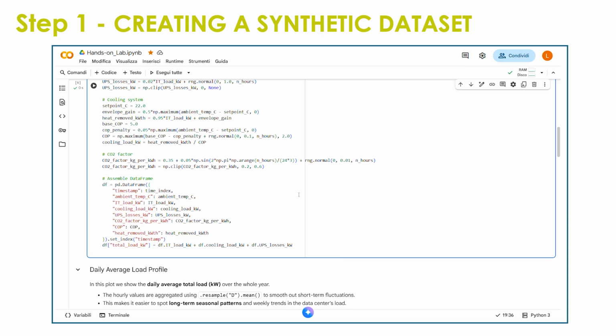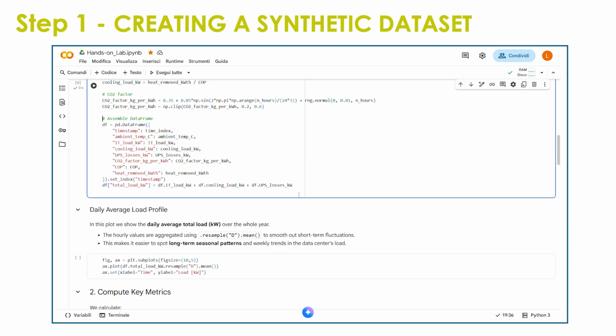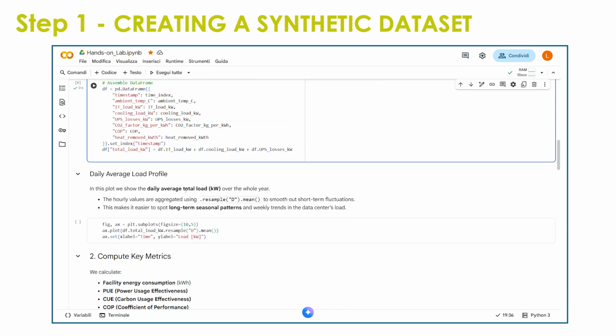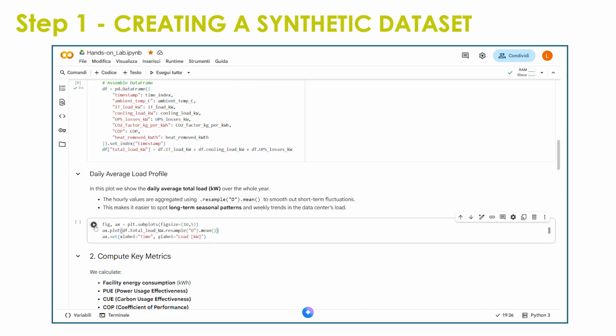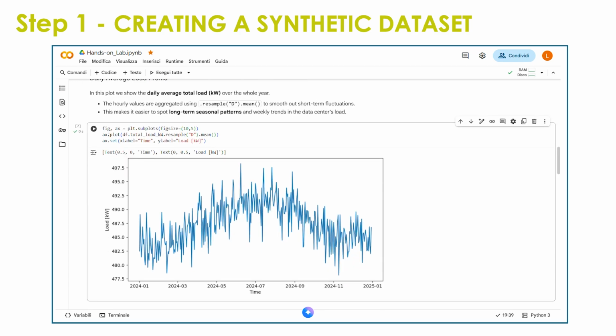In the next cell, we can plot the daily average load profile in order to see the long-term seasonal patterns and weekly trends in the data center load. We run the code. In the plot, we see a baseline of around 485 kilowatts, whose main contributor is, of course, the IT load. And then we see main seasonal patterns, which are due to the cooling system electricity demand, which is driven, of course, by the ambient temperature.